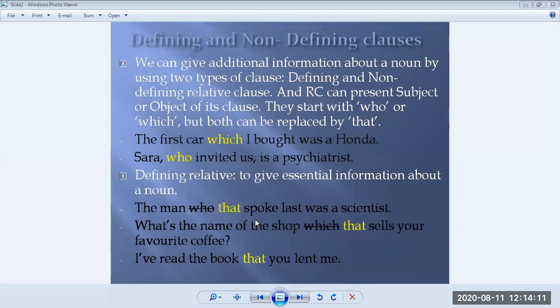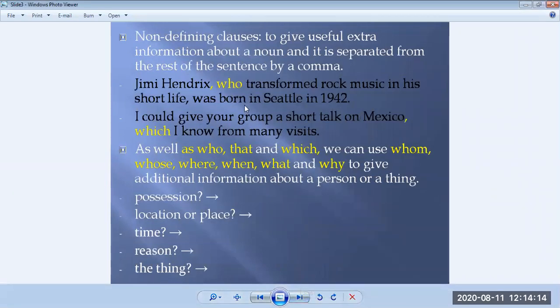Okay, the next page over here. What is a non-defining clause? A non-defining clause gives useful extra information about a noun. It is separated from the rest by commas. So how is it? Both of them give information, but the defining sentence gives essential information, but the non-defining gives extra information, useful extra information.